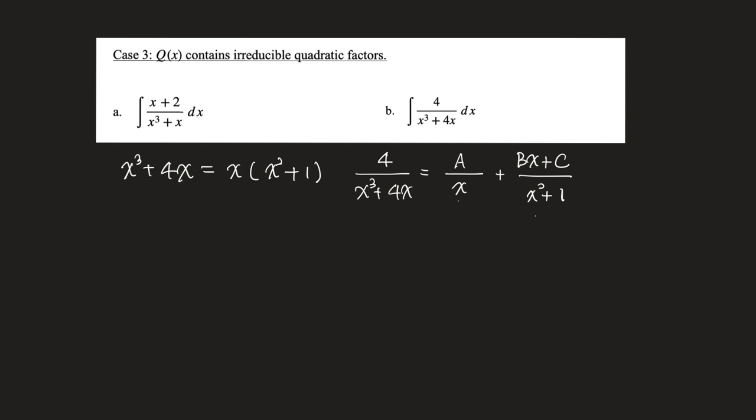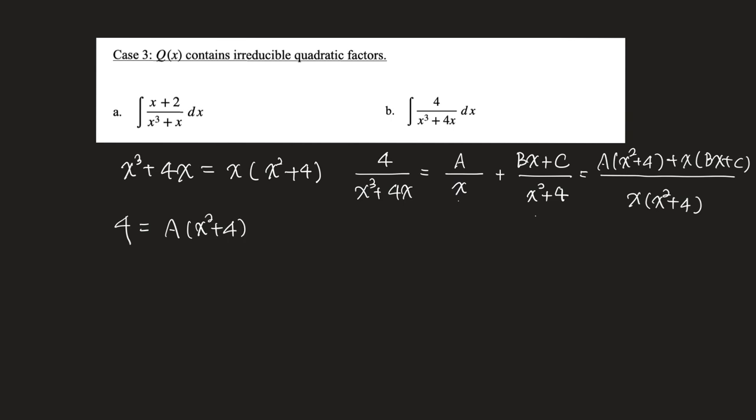This one you're going to put together, guys. Oh no, here is a 4, guys. I'm sorry, here is a 4. So take out x. Put together: A times (x squared plus 4) plus x times (Bx plus C). Now, let's compare the numerator only. 4 equals A(x squared plus 4) plus x(Bx plus C). Okay, you can still use plugging in numbers.